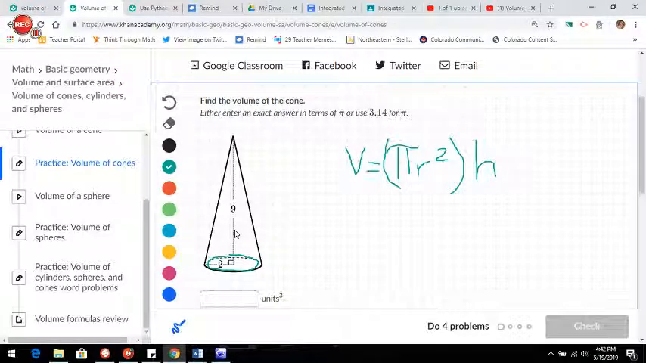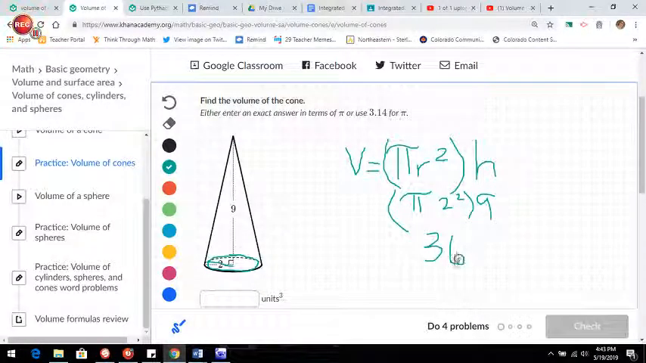So my radius is 2. So I'm going to plug in 2 right here, and I get pi times 2 squared, which is 4, times my height, which is 9. So that's going to be 4 times 9, 36 pi.